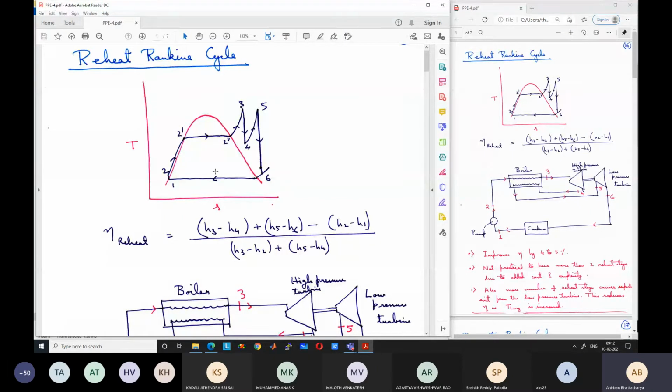The efficiency is equal to the net work output divided by the heat addition. In this case, what is the net work output? H3 minus H4 is the work output from the first turbine, plus H5 minus H6 is the work output from the second turbine, minus (H2 minus H1), the work input to the pump. So we are subtracting that. This is the net work output in the numerator, and we divide this by the heat addition at high temperature, which is equal to (H3 minus H2) plus (H5 minus H4).